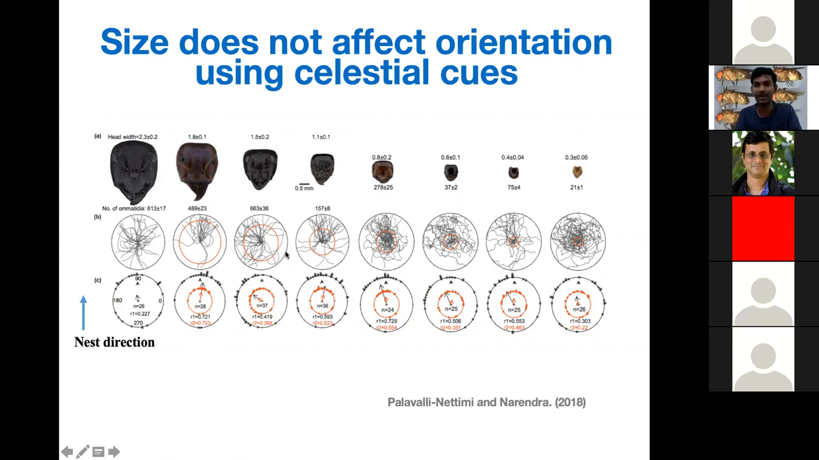So what we think might be happening is that even though size doesn't seem to affect the overall ability to orient using celestial cues, it might be affecting the precision and the accuracy with which they can detect this particular cue. And that's what makes their paths go windy. And they're also slower. I haven't shown the data, but the smaller ones are also slower, even after controlling for differences in stride lengths, all of them.